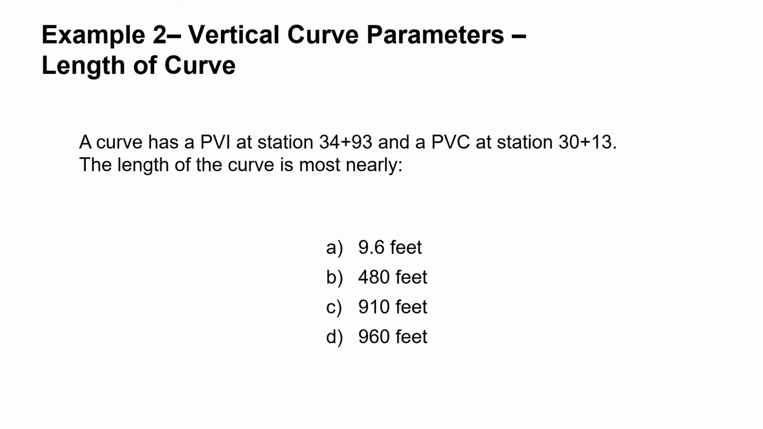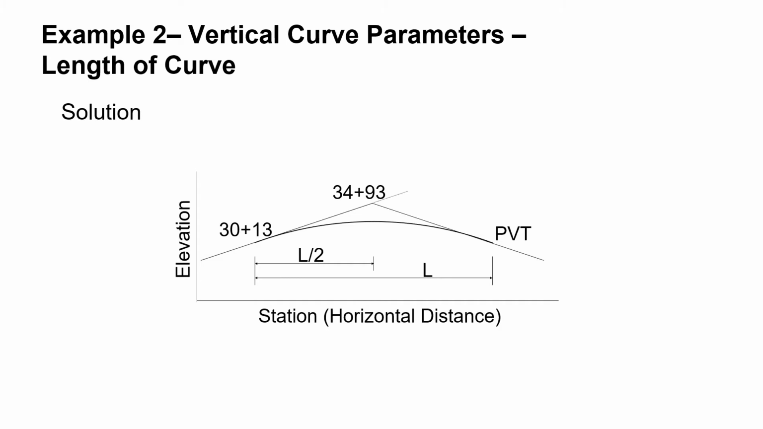We're told we have a curve with a PVI at station 34 plus 93 and a PVC at station 30 plus 13. What is the length of this curve? A simple drawing regularly can be helpful. So we've got our PVI 34 plus 93. We've got our PVC of 30 plus 13. We know that this is half the length. So with a symmetric parabolic curve, this is also equal to L over 2. So some simple math is going to help us solve this problem.